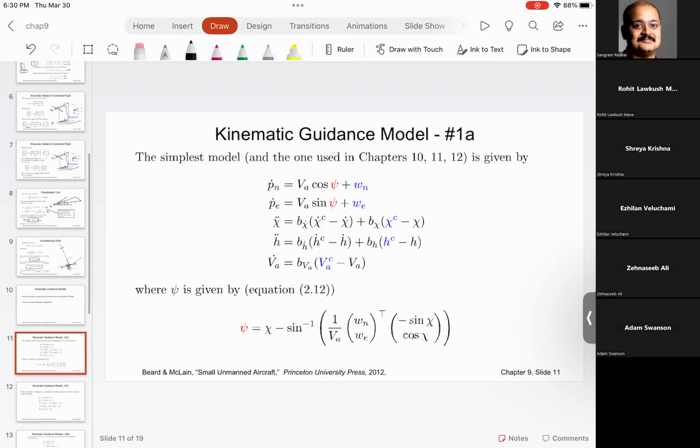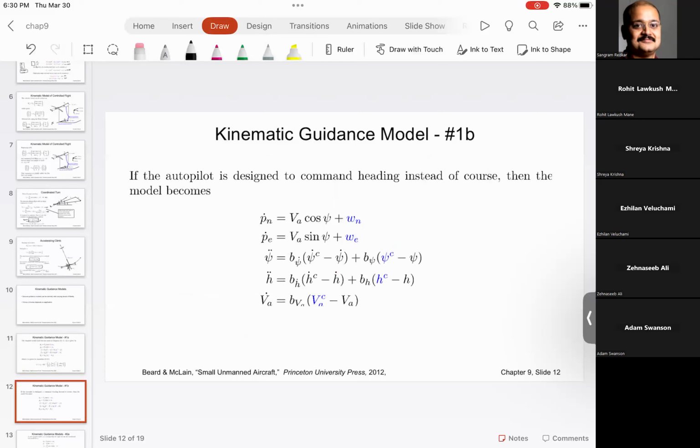So this is the kinematic guidance model. We can actually make this model slightly different if we are going to use the heading as a command. What that means is, if you use psi as the command signal, then the kinematic guidance model gets slightly changed.